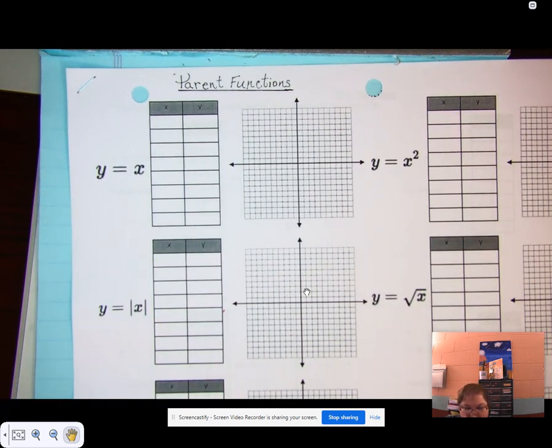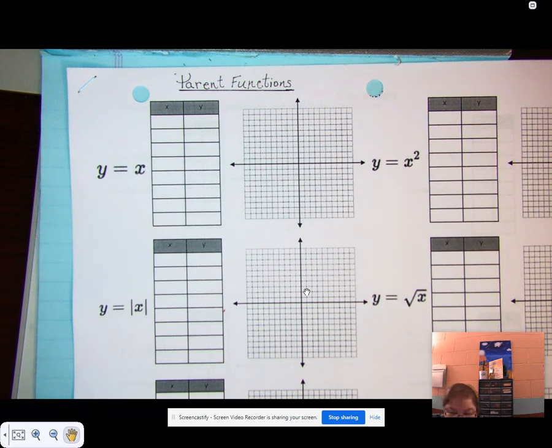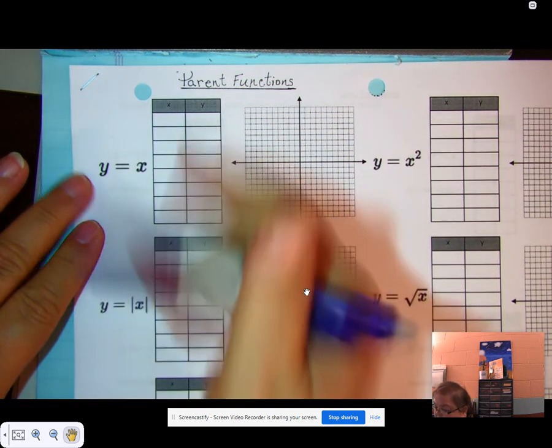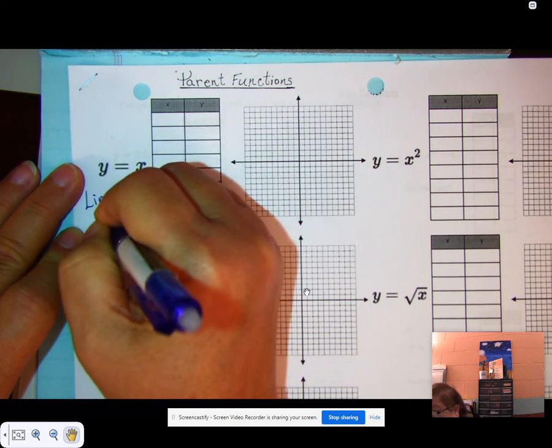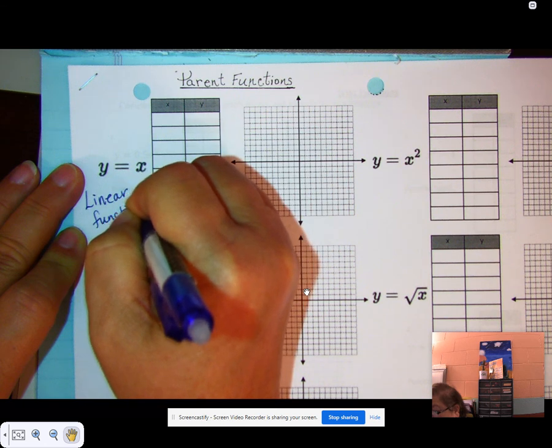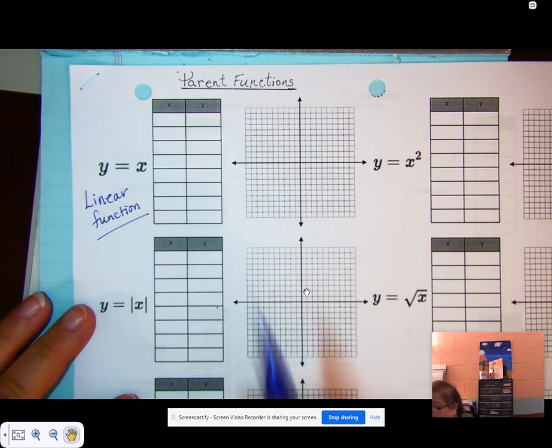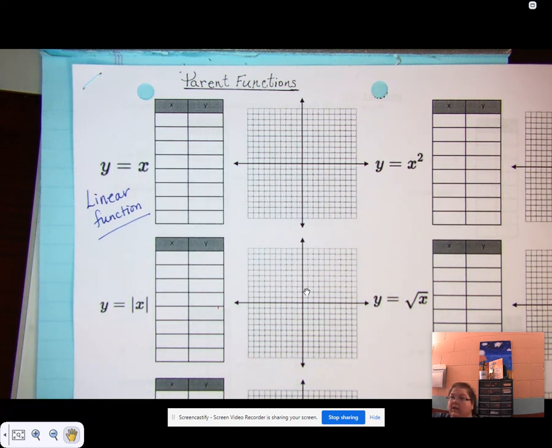Our first parent function is y equals x. This, ladies and gentlemen, is a linear function, which means it should create a line. Now, the way we do that is make a table of values, which we already have done. We already know how to do that.